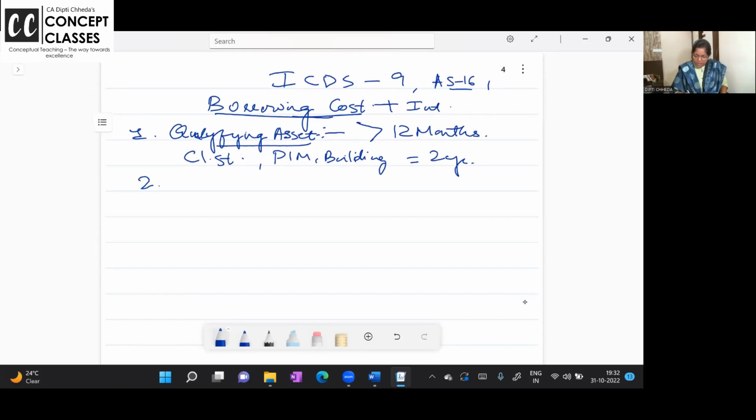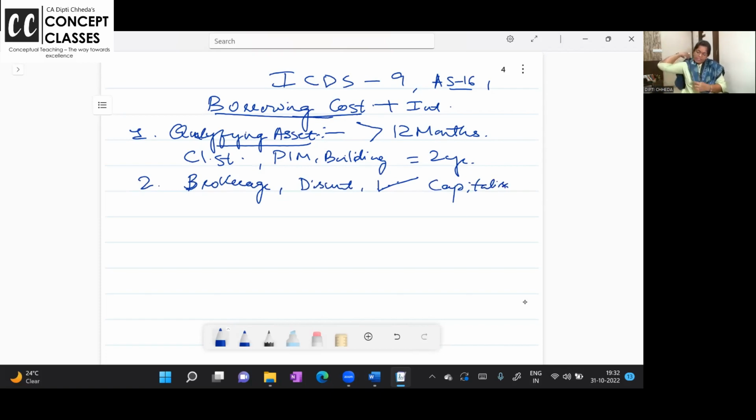Along with borrowing cost, suppose you have incurred some other cost, like brokerage, or you have issued debentures at a discount. Shall you consider this cost also? Answer is yes. You can capitalize this also, no problem. Capitalize it in the books.